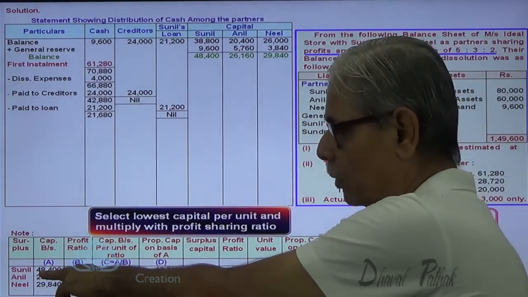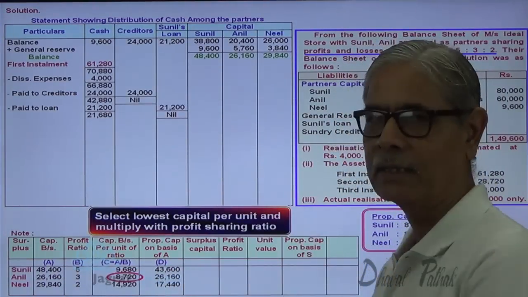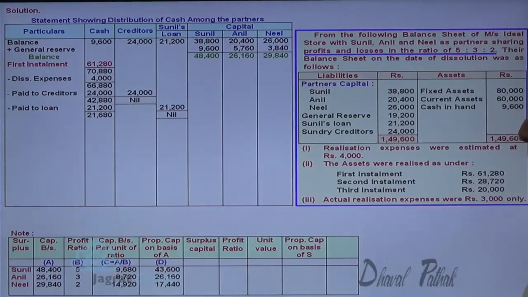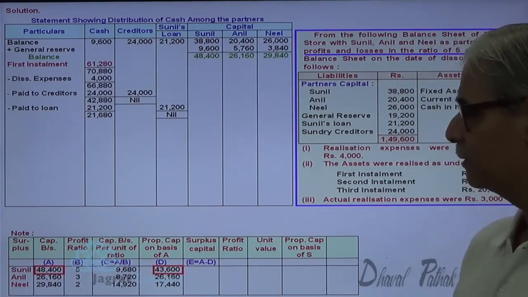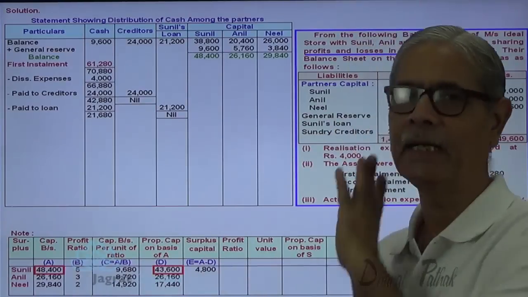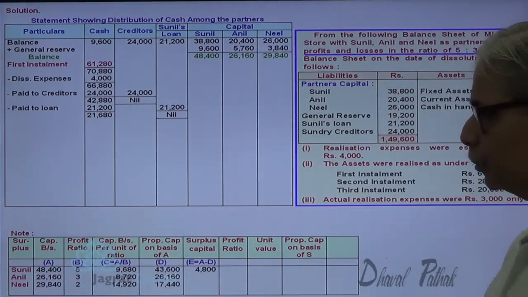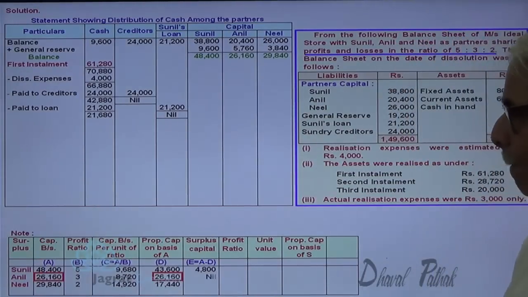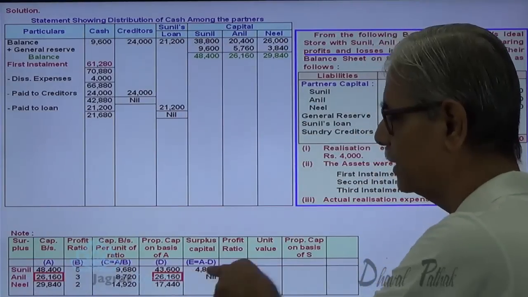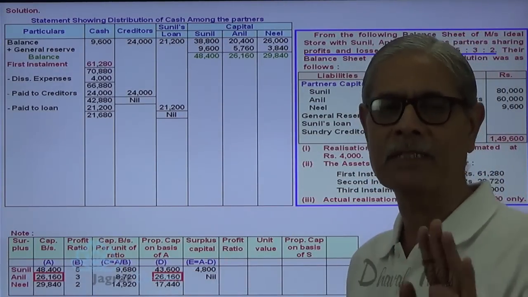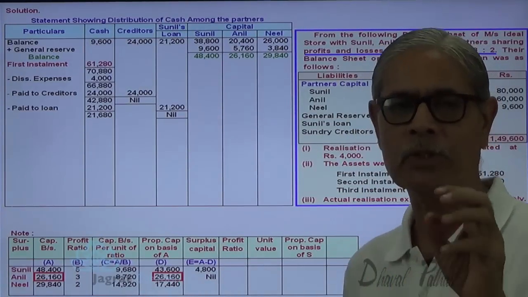Now, actual capital is 48,400, required capital is 43,600. So by difference, you can find out the surplus capital. So 48,400 minus 43,600, this is the capital surplus of Sunil as compared to Anil. Similarly, 29,840 minus 17,440. So far as Anil is concerned, there is no surplus capital, because his capital contribution per unit of profit is the minimum, the least one.